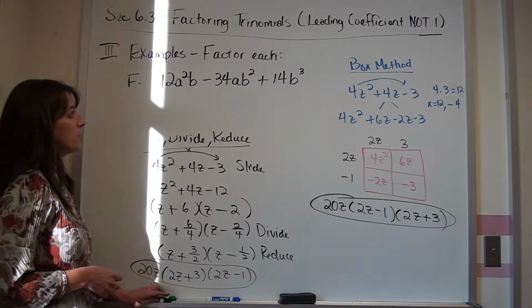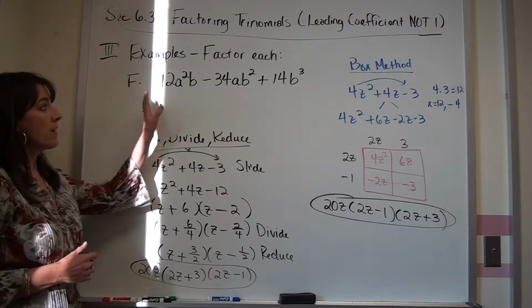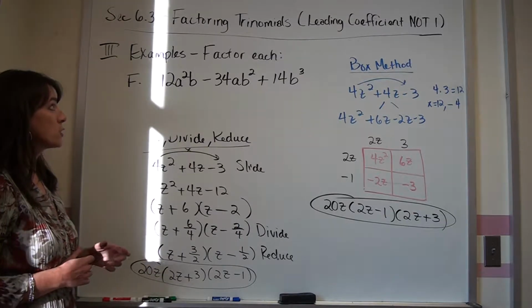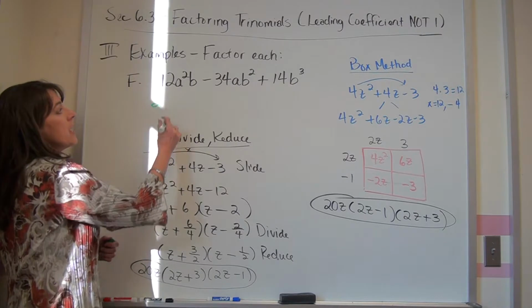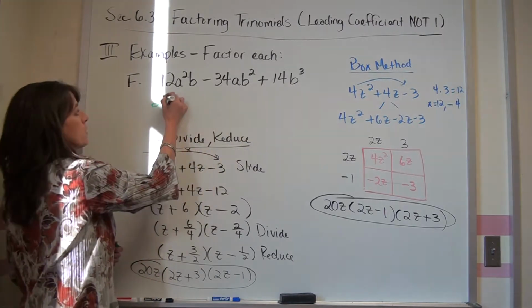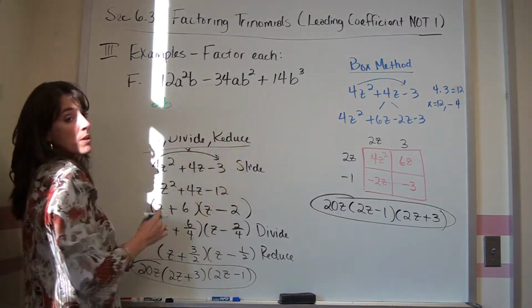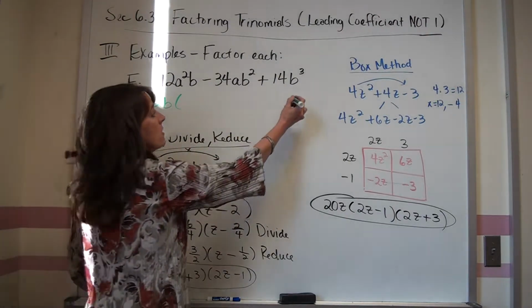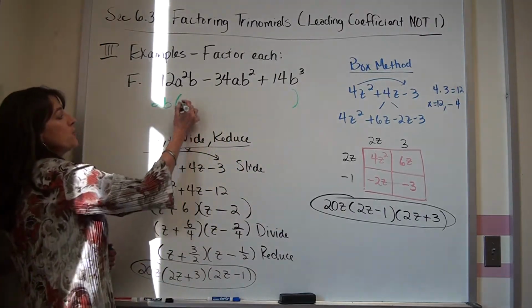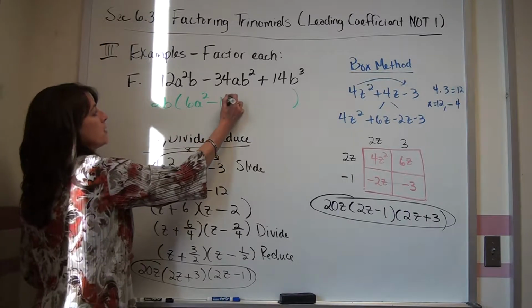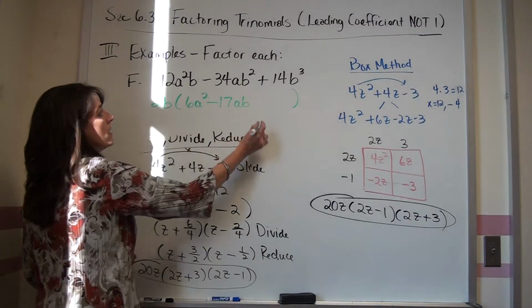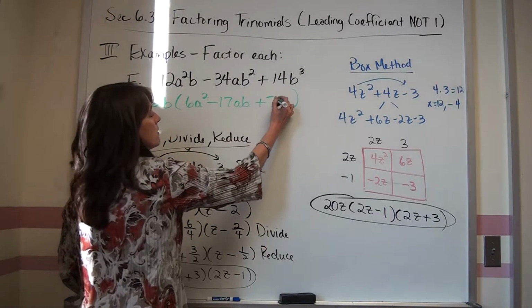So what happens with this one is, notice that I can divide out of each coefficient, a 12, a 34, and a 14, I can divide a 2 out of each one of those. And here I can divide b's out of each one of those. Now, these two have a's, but that one doesn't, so I cannot divide any a's out. So divide this by 2b, and I'm left with a 6a squared. Divide this by 2b, I'm left with a negative 17ab. And divide this by 2b, and I'm left with a 7b squared.